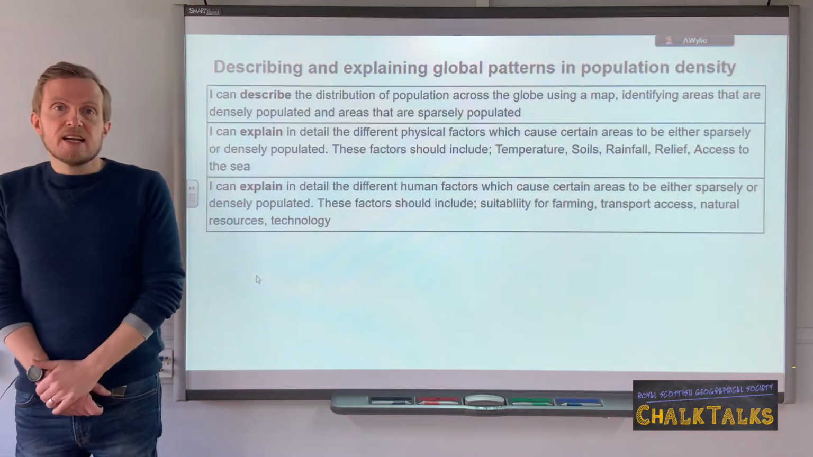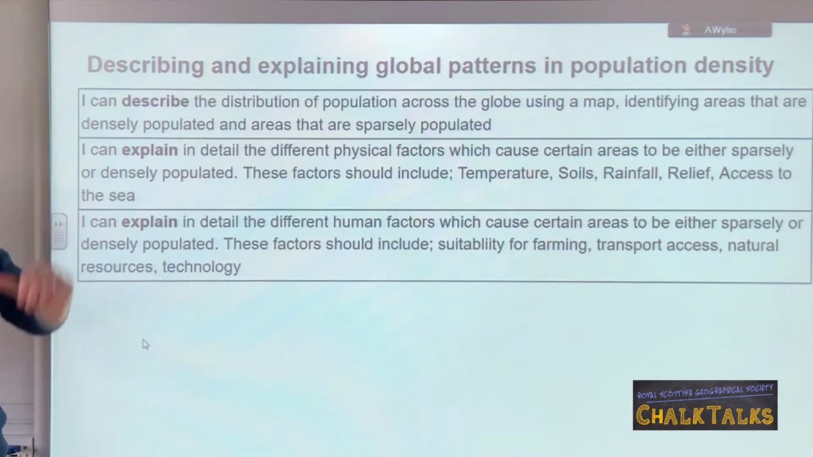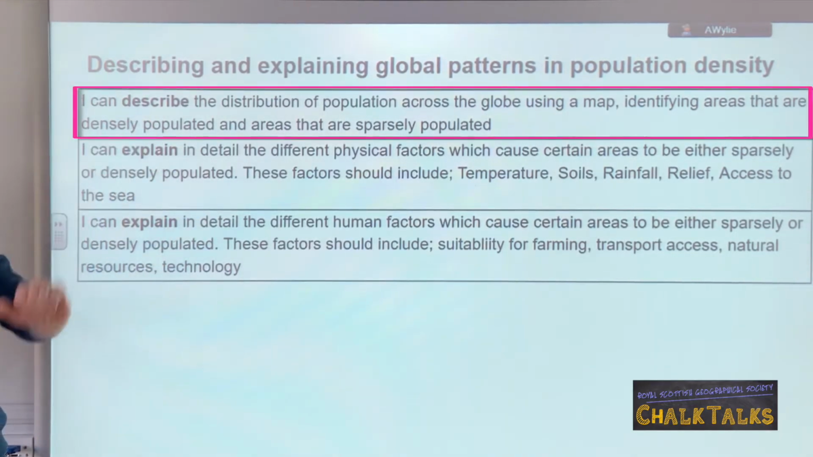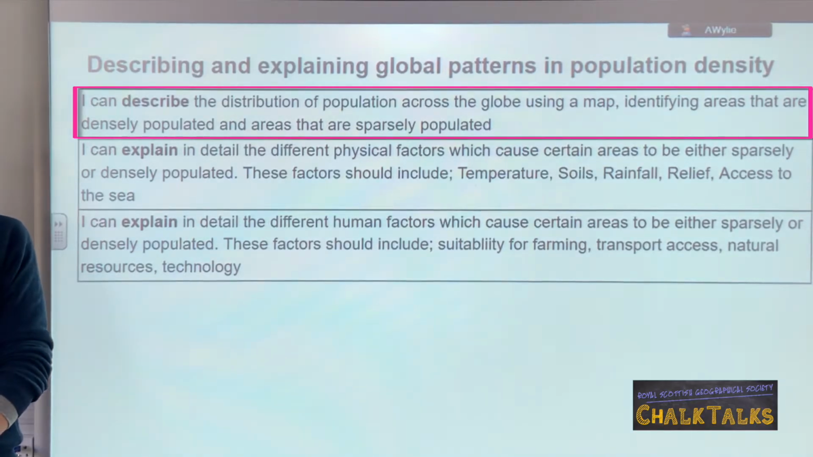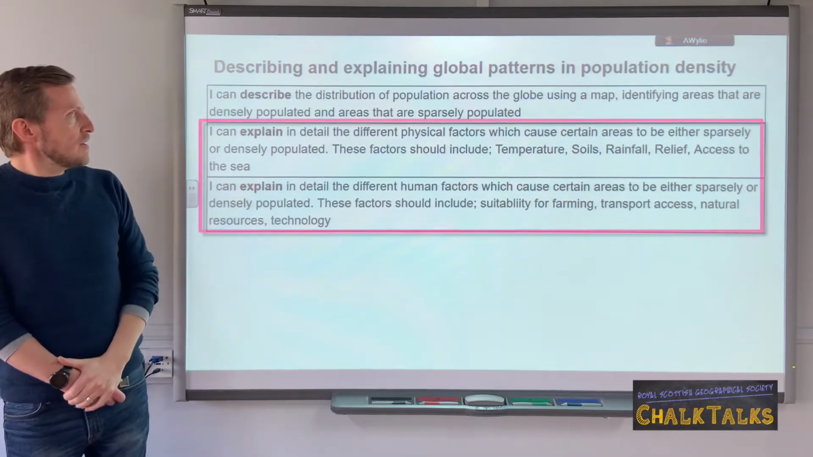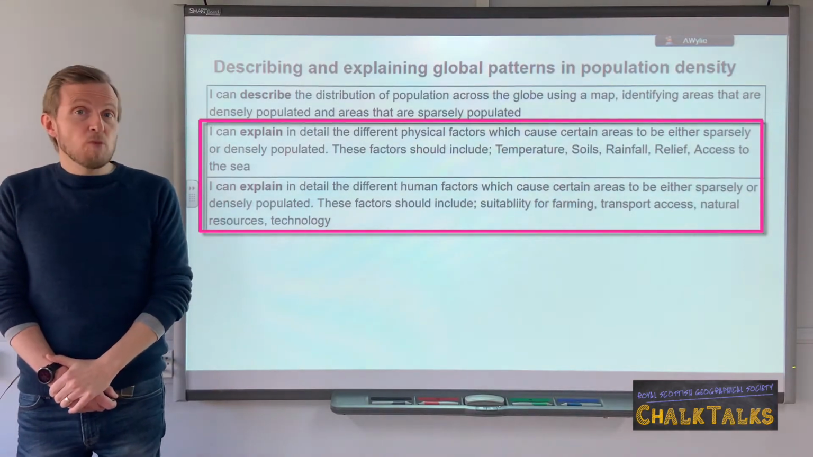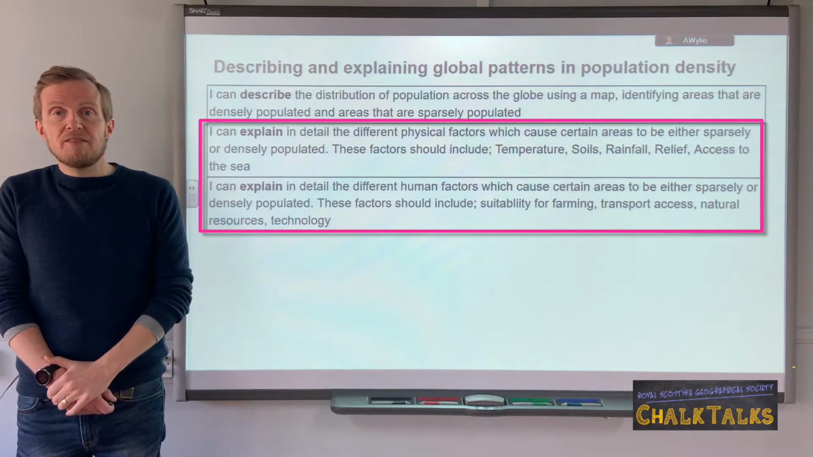In our second set of learning outcomes, I've grouped these into being able to describe and explain patterns of, and the key idea here is population density. Now, there are 3 main areas that you need to be able to do. You need to be able to describe a pattern of population density across the world. In the other 2 learning outcomes, you need to be able to explain why some parts of the world have more people and other parts of the world have less people.